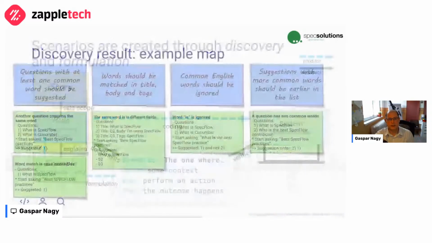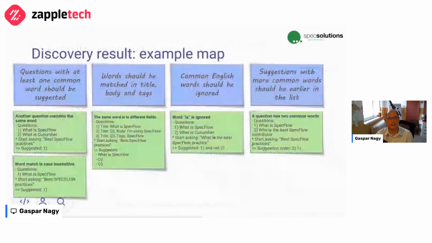Again, I said that the discovery is not the major topic of this talk. This is an example. This is something called an example map. If you are interested to learn more about the discovery, then I really recommend you to Google for example mapping. That's a great technique. Basically, what you see here is that in an imagined user story of a Stack Overflow-like application, we have identified 4 different rules, and for each rule we came up with 1 or 2 examples. So that was the result of the discovery session.